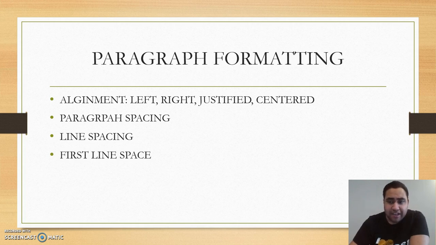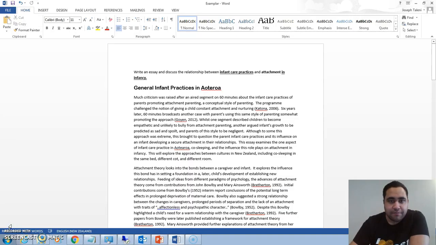Now, I guess a key question is why do we actually look at these aspects in terms of your word processing? So we'll have a look at that assignment again, that example that I used in the last part to go through these aspects with you. So looking back at the assignment that we used in the last exercise, we'll start with our alignment in terms of left, right, center, and justified.